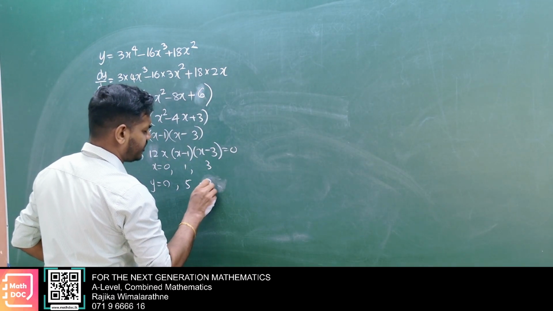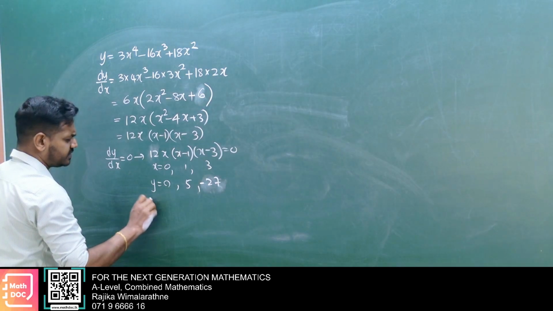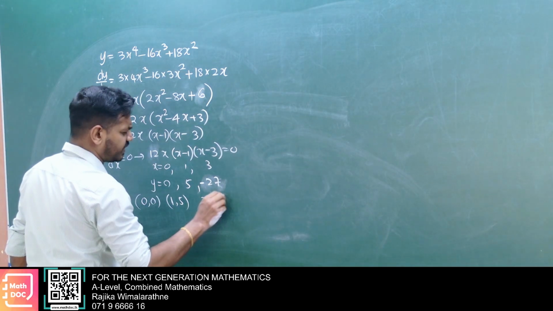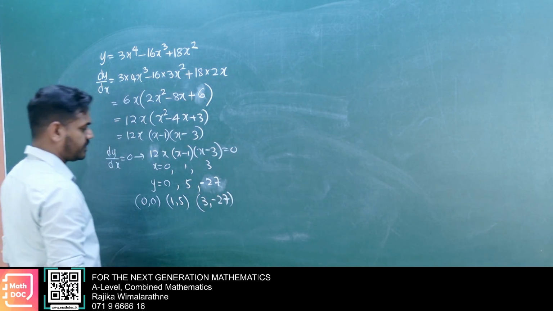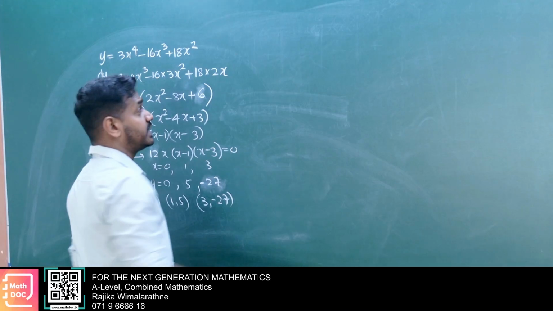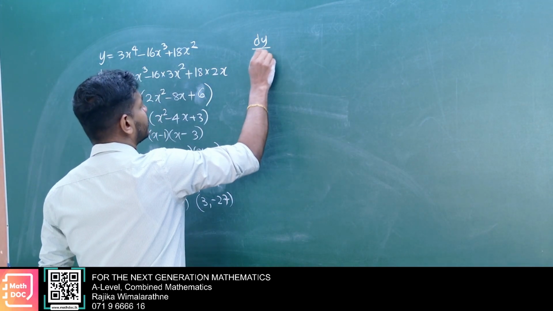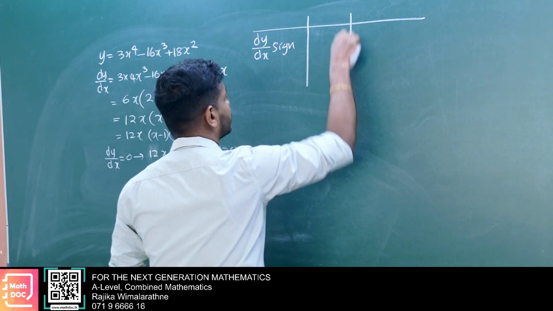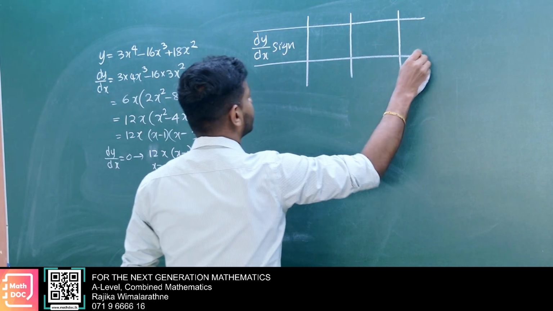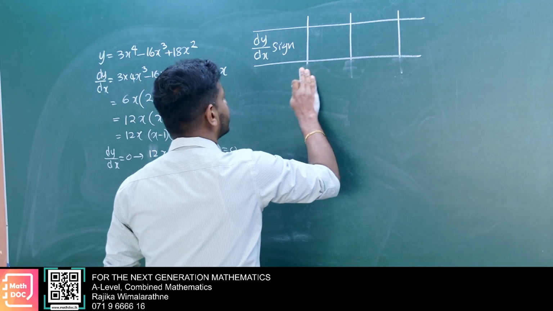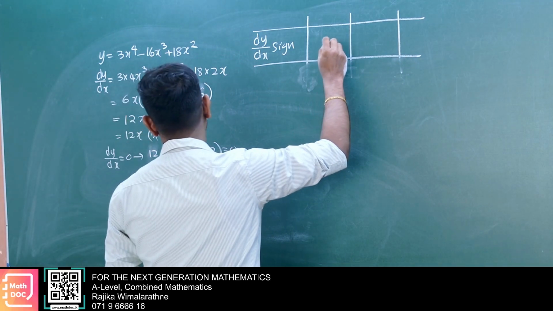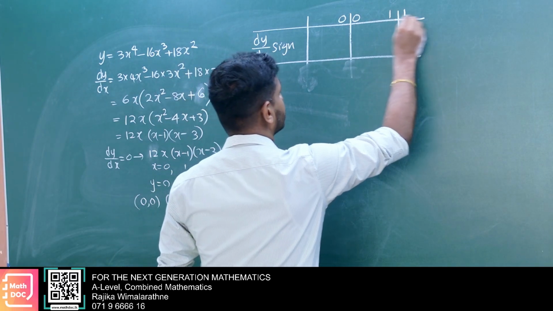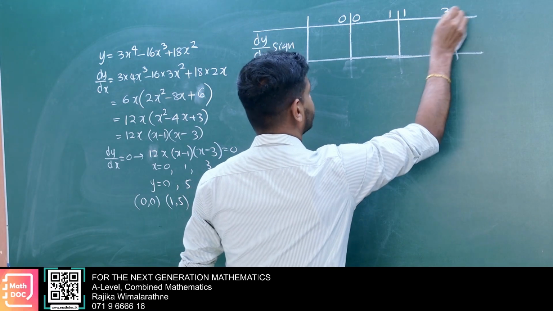Here minus 27. 0, 0, 1, 5, 3, minus 27. These are critical points. Now check the dy over dx sign at 0, 1, and 3.